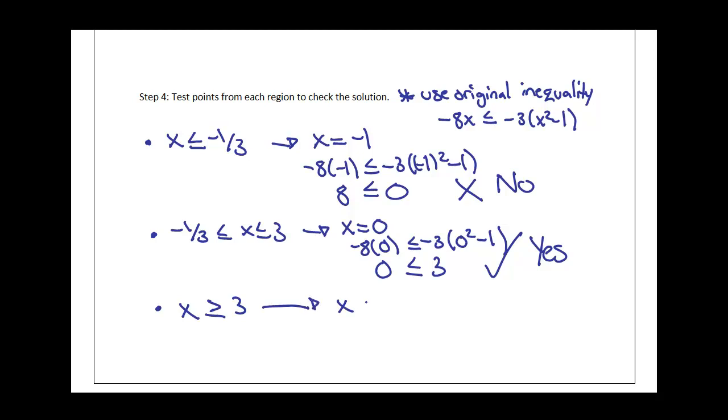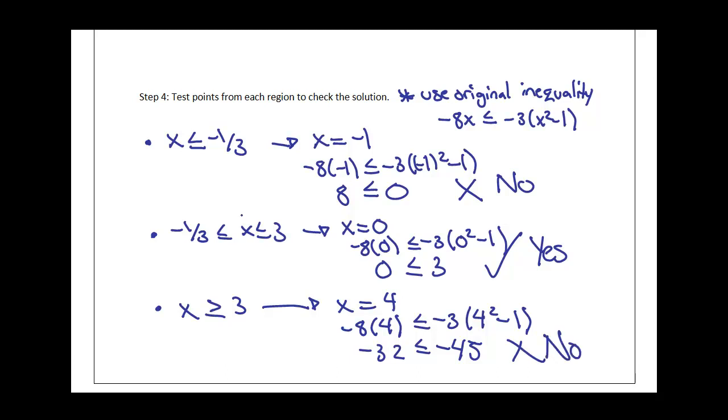So let's just use x equaling 4 in this case. We get negative 8 times 4 less than or equal to negative 3 times 4 squared minus 1. Here we're going to get negative 32 is less than or equal to negative 45, which is also incorrect. So by checking, we did verify that the solution we found of x being in between negative 1/3 and 3 is correct. Awesome. Good work today.